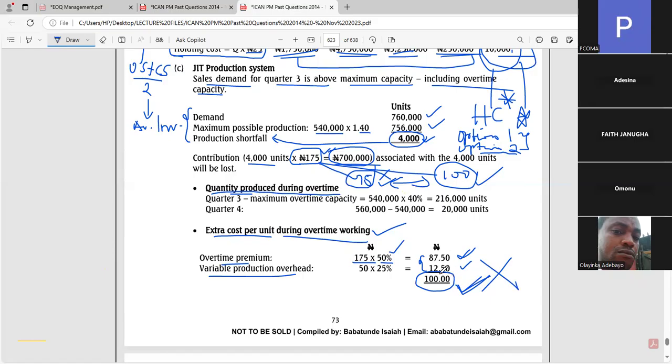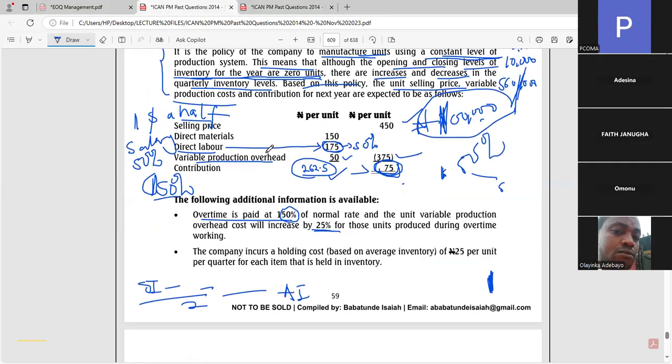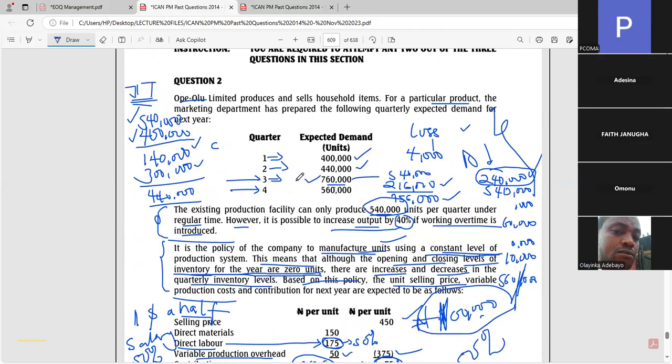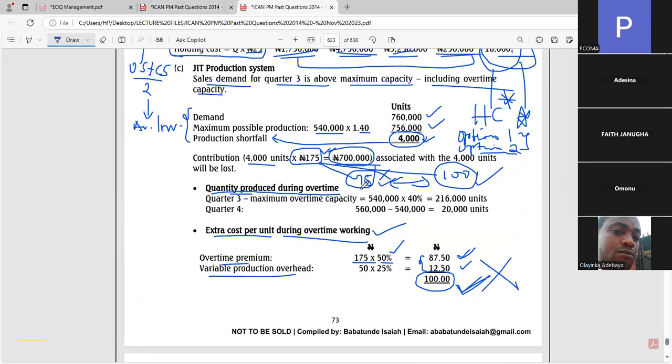If you know the cost per unit that you are going to incur extra, what is the quantity that you are going to produce extra if you work overtime? We have done that before. You know that the overtime will only affect our third and fourth quarter. Therefore, the quantity we're going to produce overtime is going to be 40% of 540, which is 216.